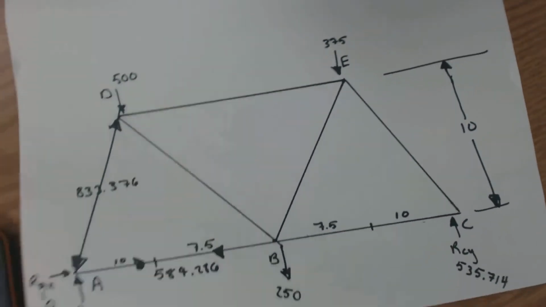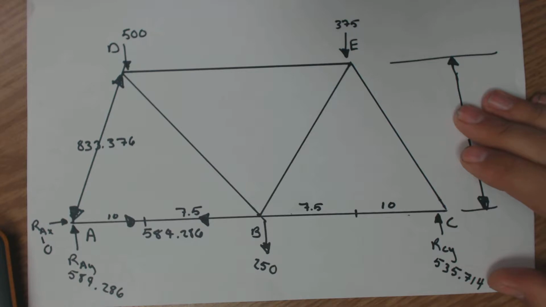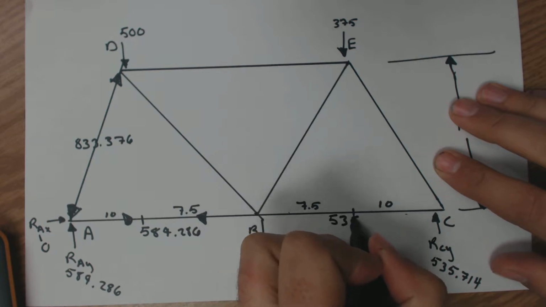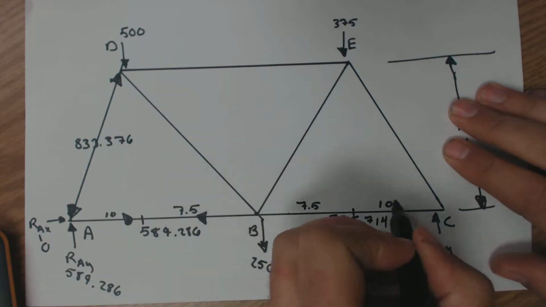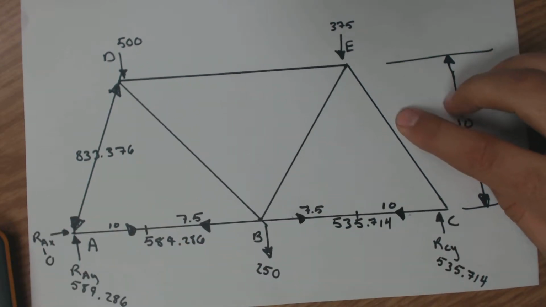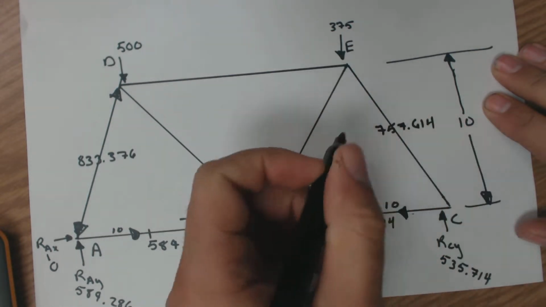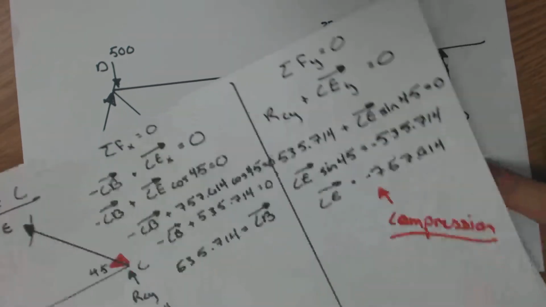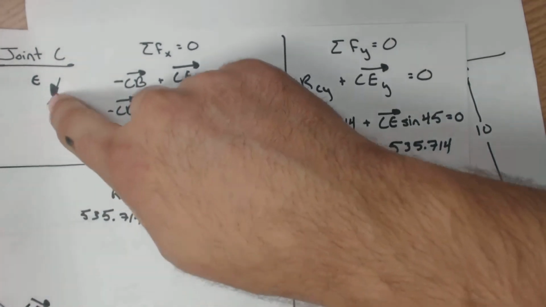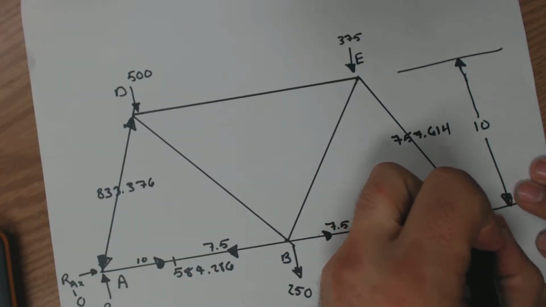So let's fill out our chart again. Alright. I now know that CB, this one here, is 535.714. I assumed correctly that it was leaving my joint. This member up here is 757.614. I assumed incorrectly because I ended up getting that negative number. Since I got a negative number, instead of leaving the joint, I'm actually coming towards it, so it's under compression. So I'm going to draw arrows towards my joints.